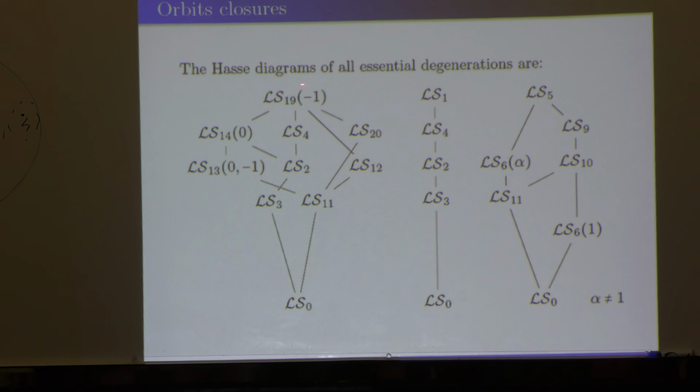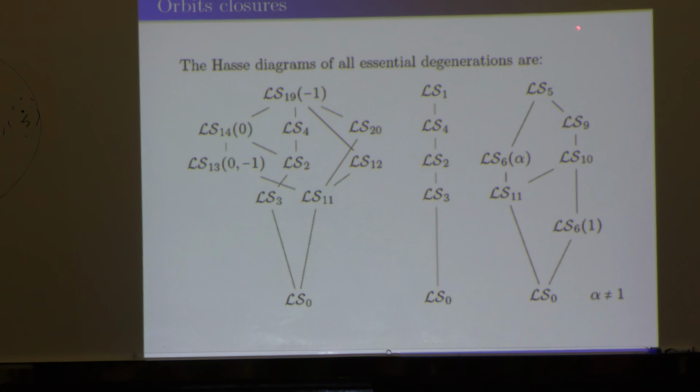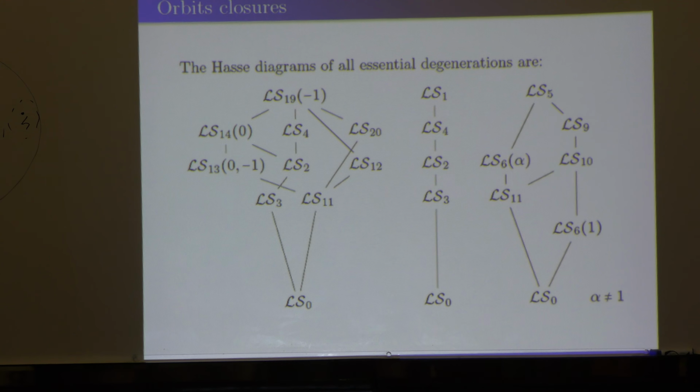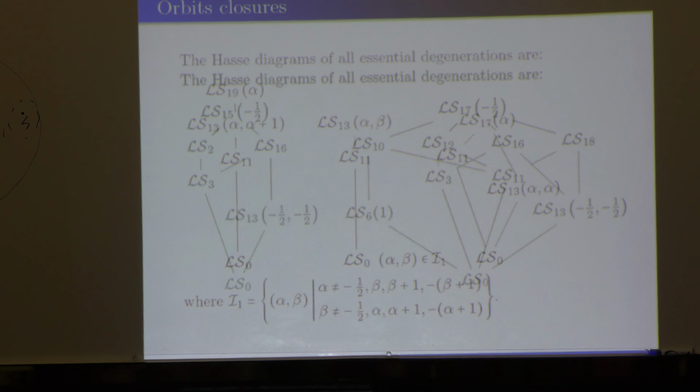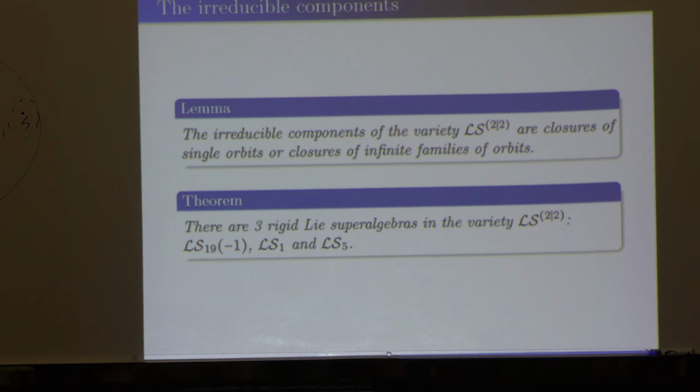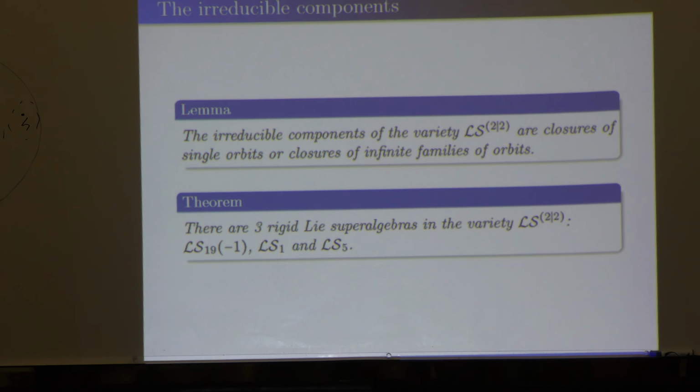And this one has a particularity. LS1 is a nilpotent Lie superalgebra. So it's an example of a nilpotent Lie superalgebra which is rigid. That doesn't happen in the case of Lie algebras. There are no rigid nilpotent Lie algebras. So it's curious. It remains to find the ones that are closure of infinite families.